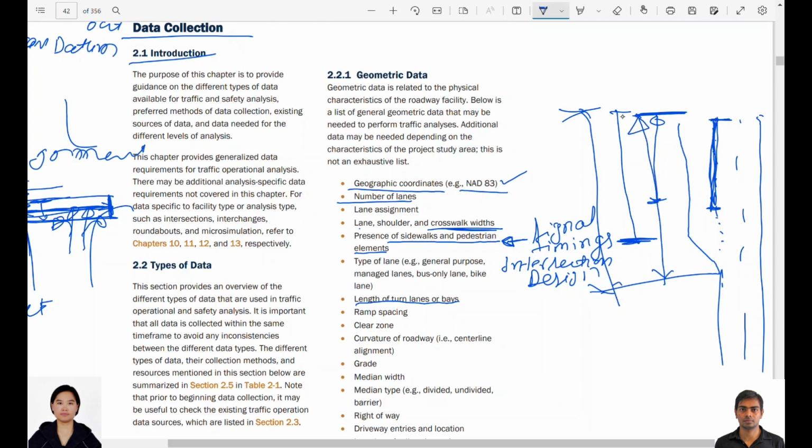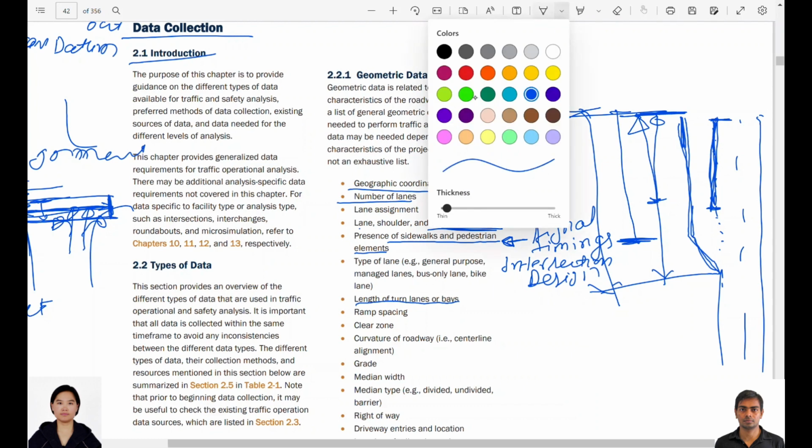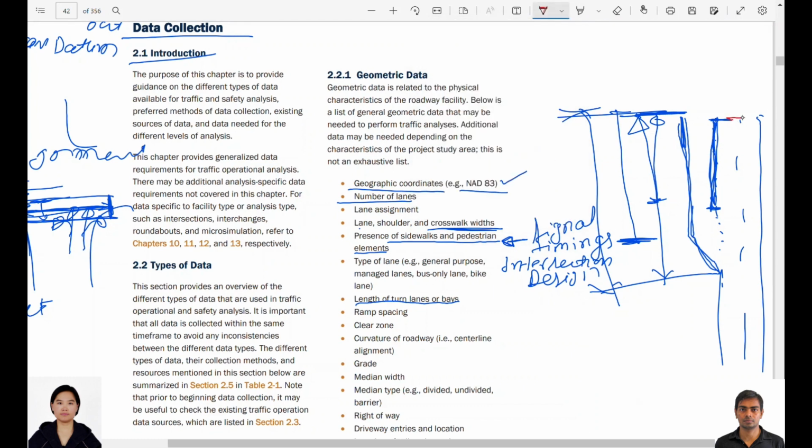For traffic analysis, like we have discussed in one of our videos, for freeways, when we are looking at the length of an acceleration or deceleration lane, we start from the merge, the gore point, and go up to the end. Based on Highway Capacity Manual guidelines, if you are working on freeways, this is where we will measure to, the end here.